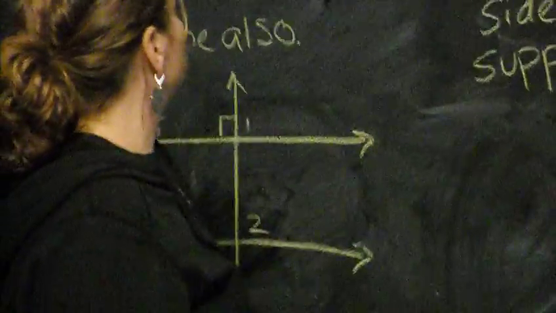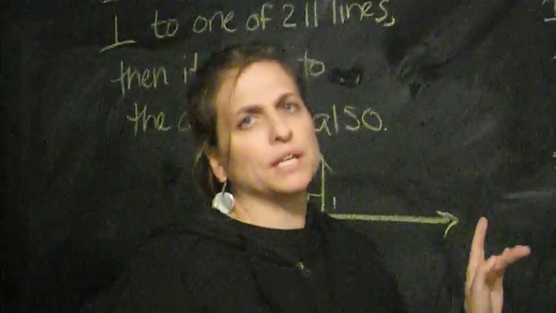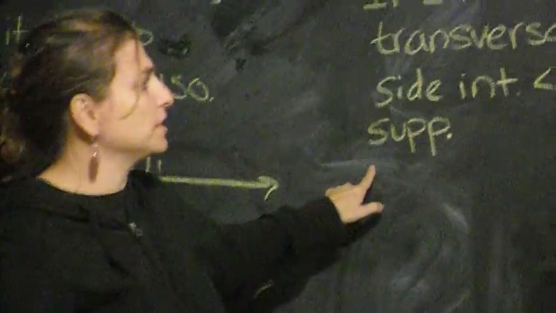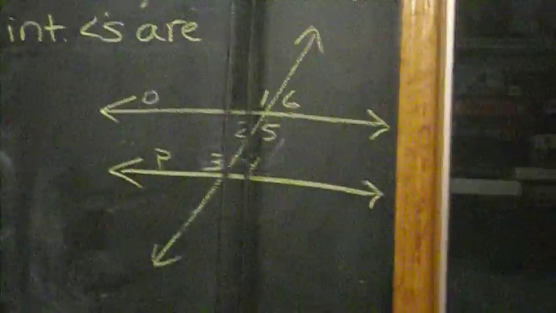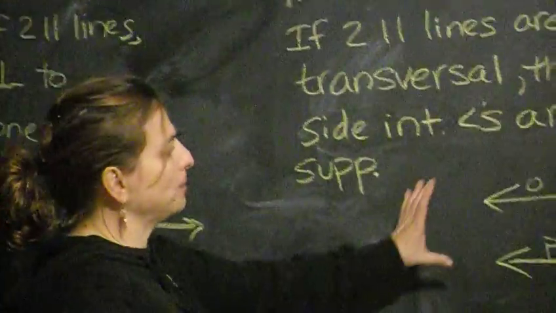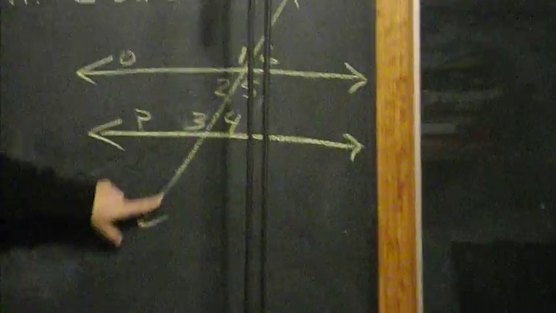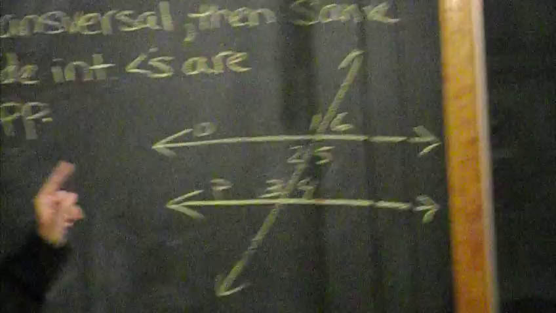I'm not going to prove this one. I think there's an exercise in the book where you can actually prove this. They ask you to prove this one. I'm not going to prove it. I want you to take this as given. If two parallel lines are cut by a transversal, here's your transversal, then same side interior angles are supplementary.